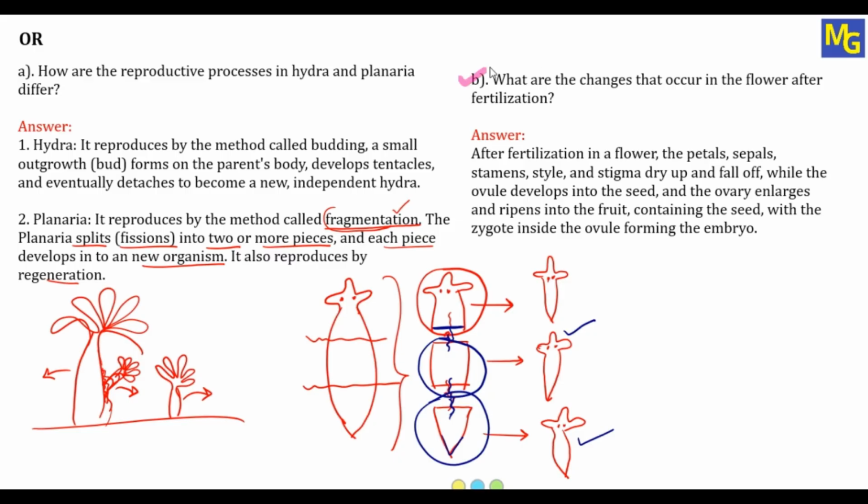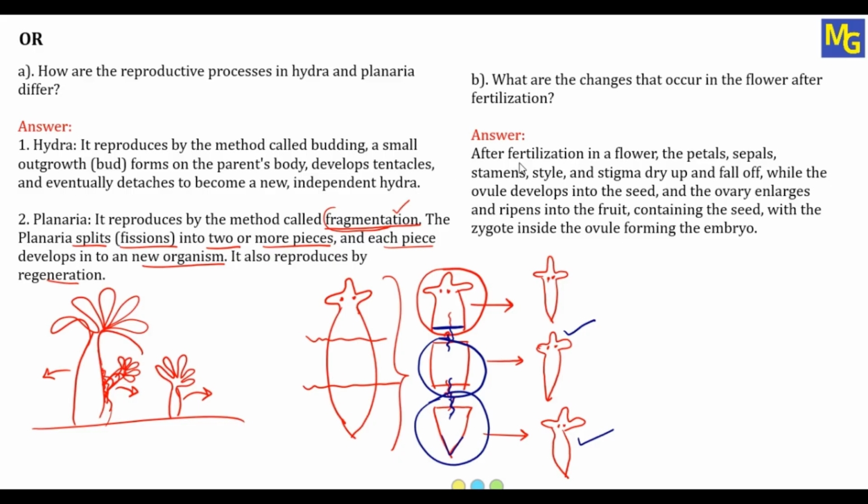Now the next is question B. What are the changes that occur in the flower after fertilization? So in a flower, once the fertilization takes place, once the pollen grain falls on the stigma, it develops a pollen tube. And with the help of the pollen tube, the male gamete goes and fuses with the female gamete, or the egg, inside the ovule. Once the fertilization takes place, what will happen next? That we have to explain.